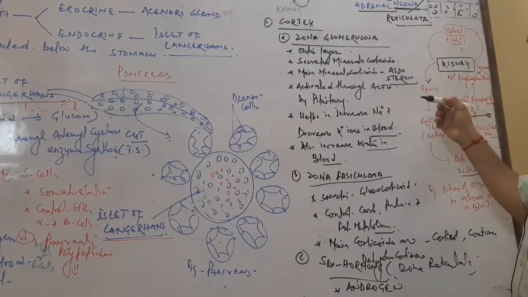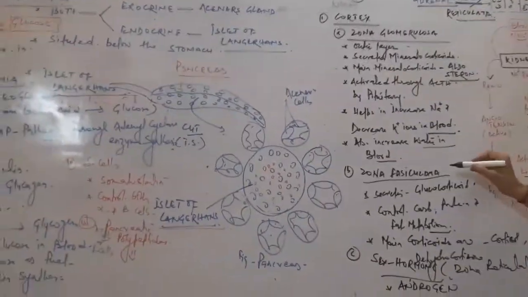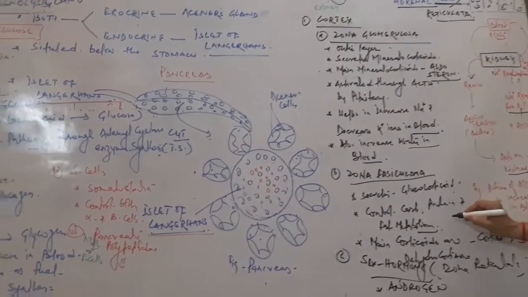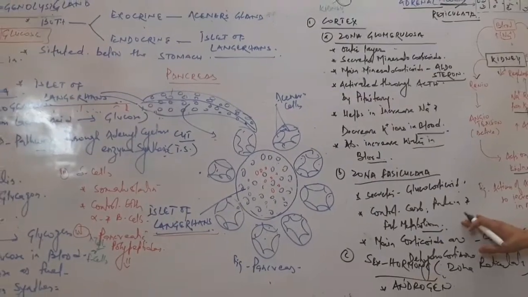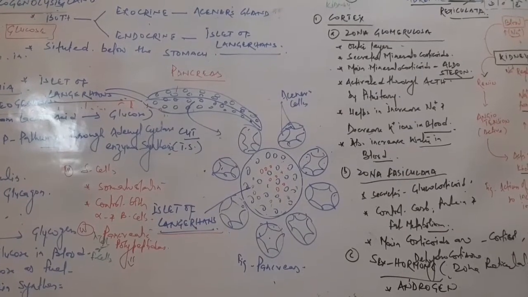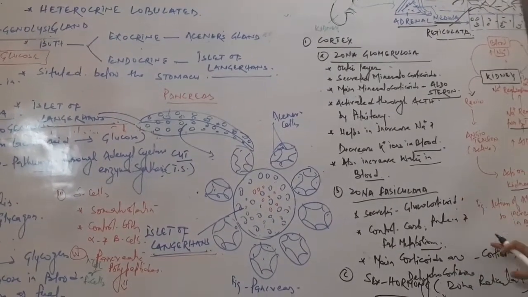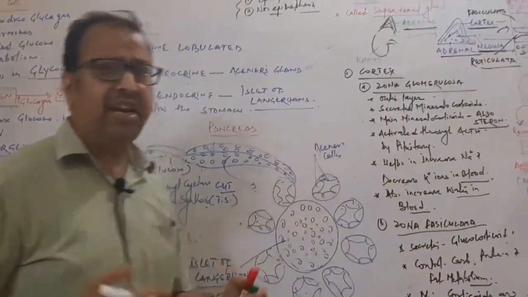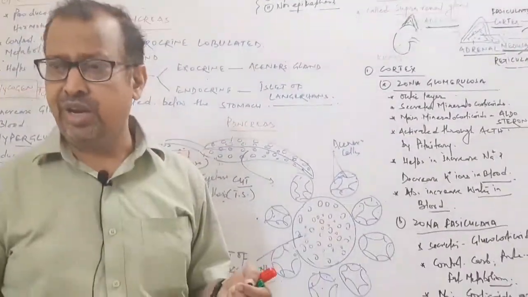So this is all about zona glomerulata. Another one is the middle layer, called zona fasciculata. Zona fasciculata cells secrete glucocorticoids, which control carbohydrate, protein and fat metabolism. The main corticoids are cortisol, cortisone and dehydrocortisone. These are the various glucocorticoids. The main glucocorticoid helps increase the glucose level, so it acts as an antagonist to insulin.